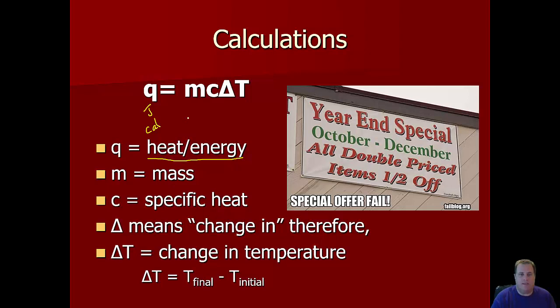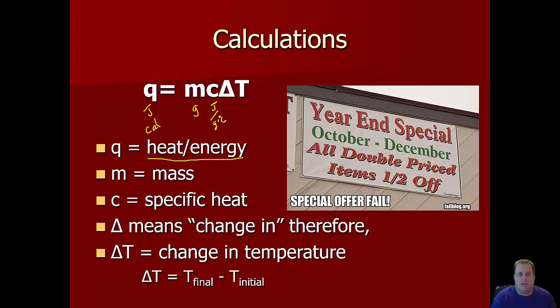Our M is mass that we've been working with all along. That's our grams. Our specific heat is that property we talked about. Each specific substance has its own unique specific heat in a unit such as joules per gram degrees Celsius. This triangle means change in. It doesn't stand by itself. It's always with what comes after it.